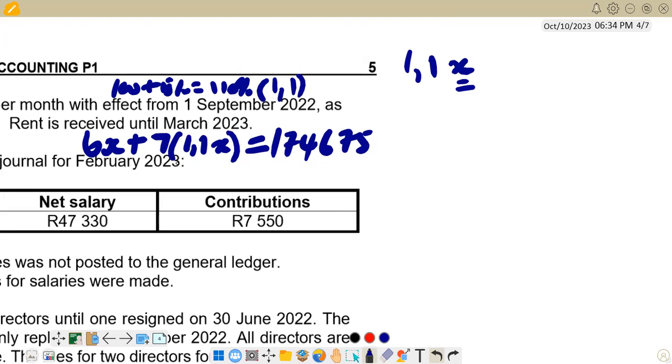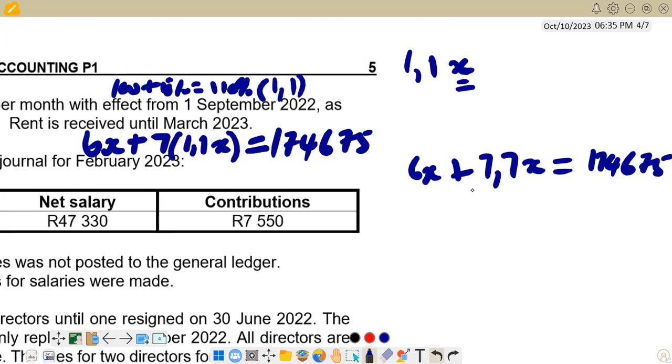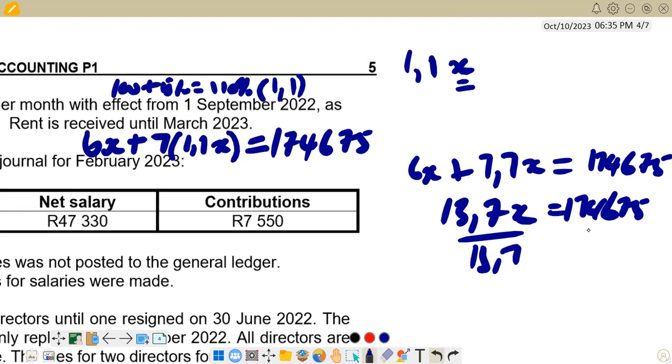So if we solve this equation, we are going to have 6x plus, if we multiply 7 by 1.1x, we get 7.7x is equal to 174,675. And then if you add 6x plus 7.7x, you get 13.7x equal to 174,675. Then you now divide by 13.7 both sides.